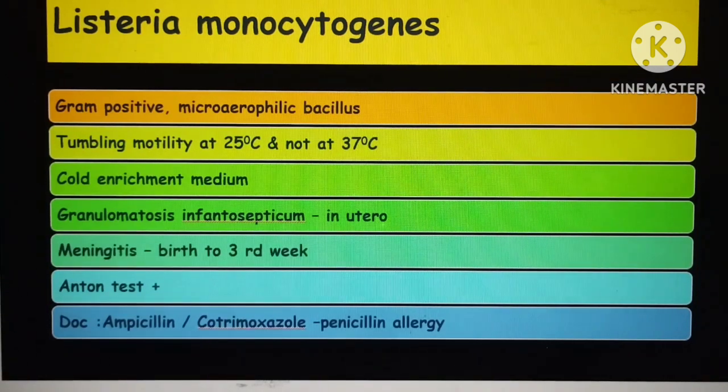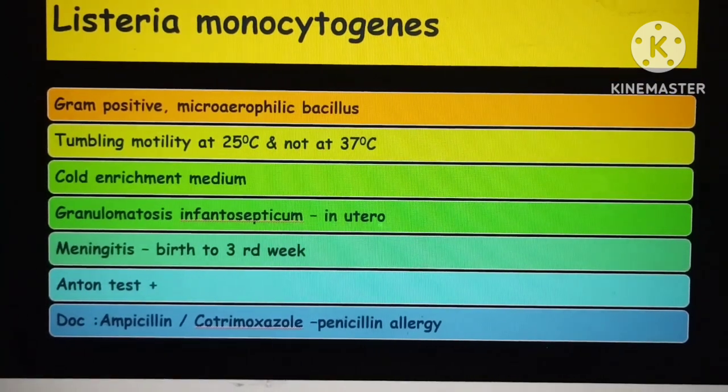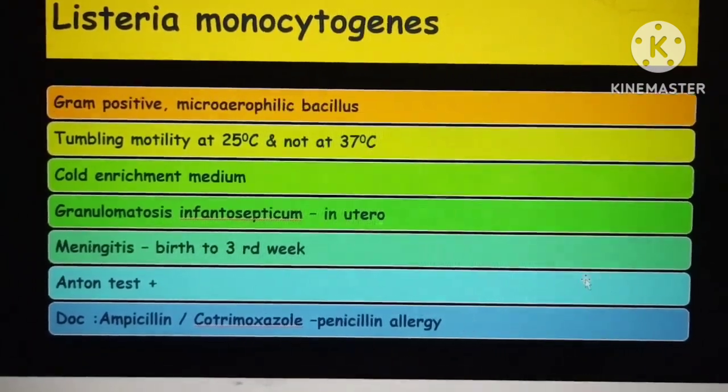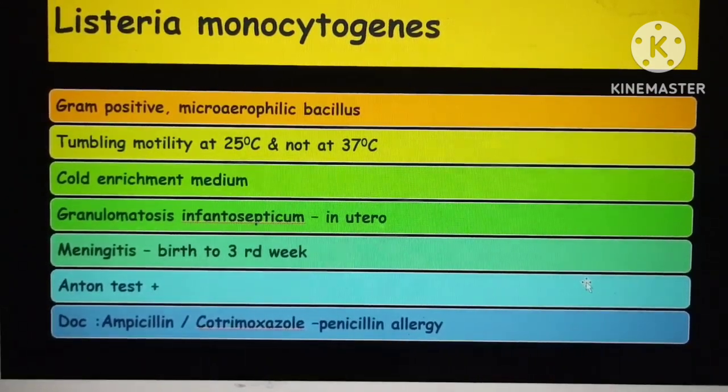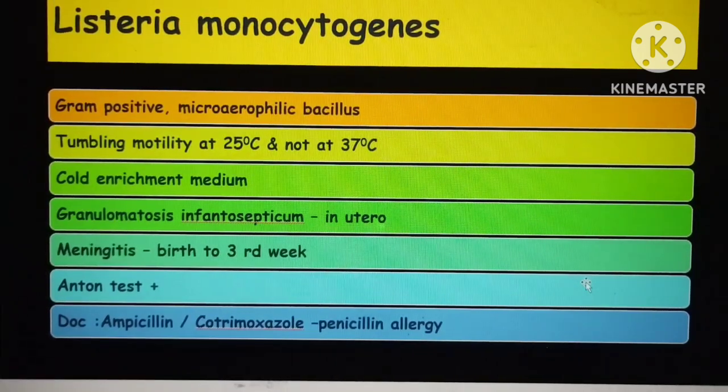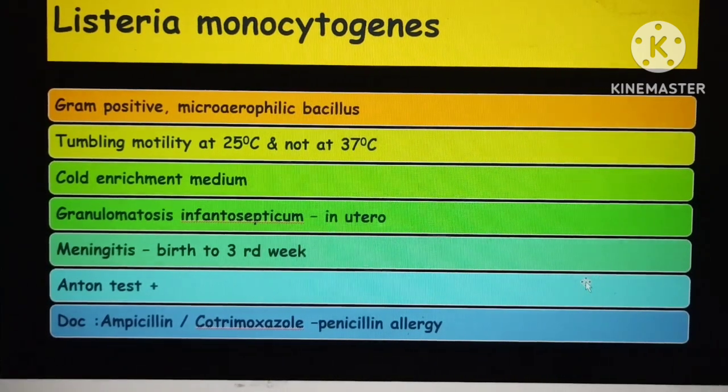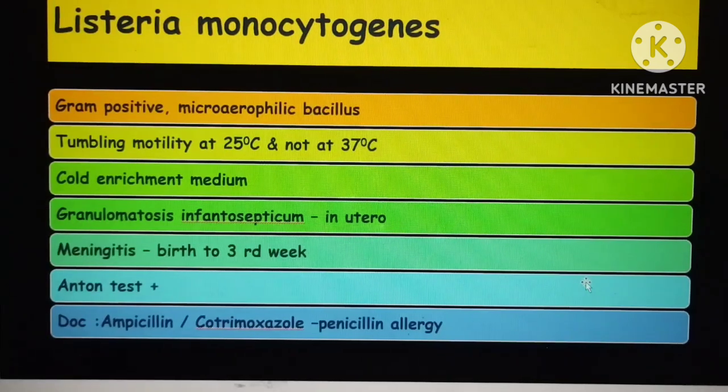The final one is Listeria monocytogenes. Again it is a gram-positive bacillus, microaerophilic. Friends, again I am saying I am posting only the important points, but you must not leave a single point from this video. First, it shows tumbling motility at 25 degrees Celsius, and at 37 degrees Celsius you can't make out any motility. It grows in cold enrichment medium. In utero infection in an infant causes granulomatosis infantiseptica, but if after birth, up to the third week, it causes meningitis.